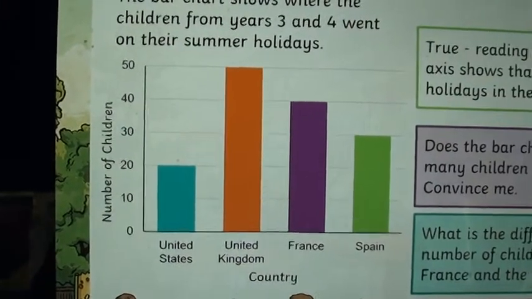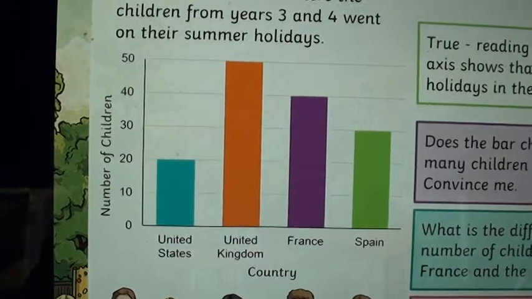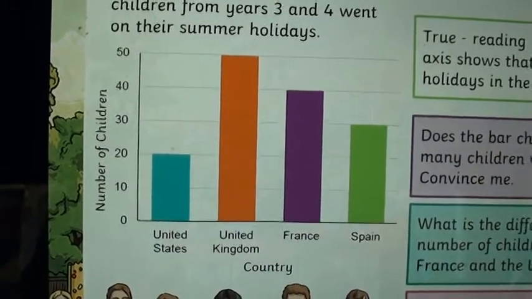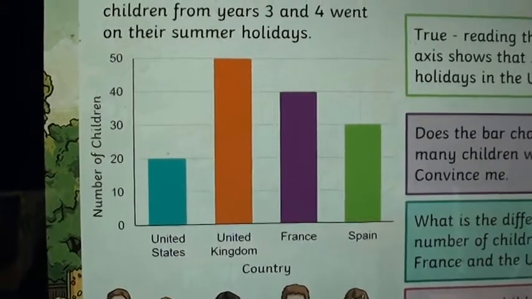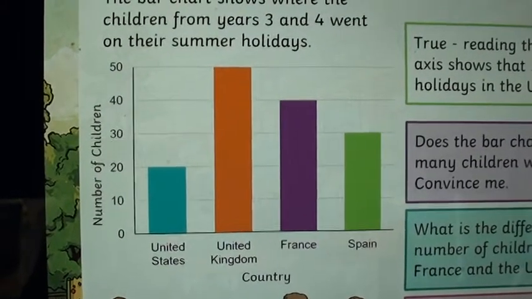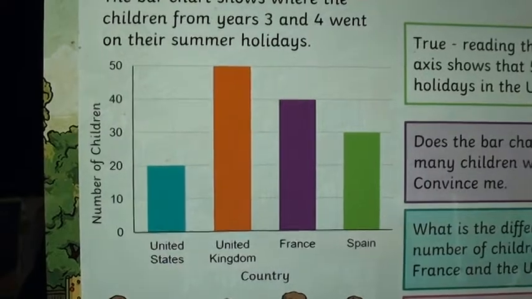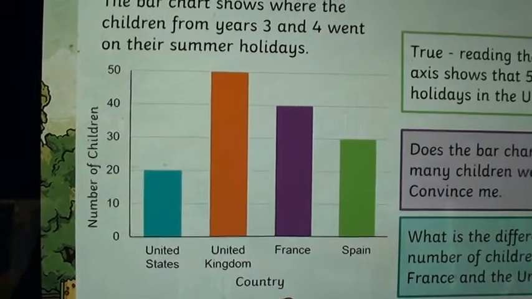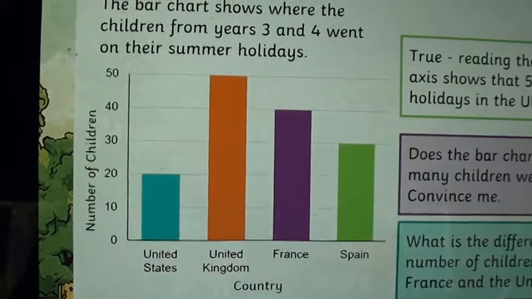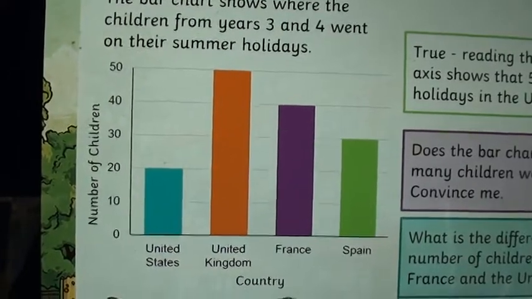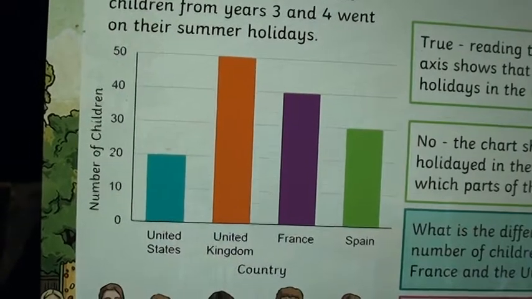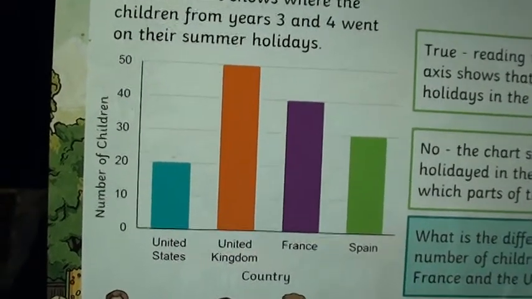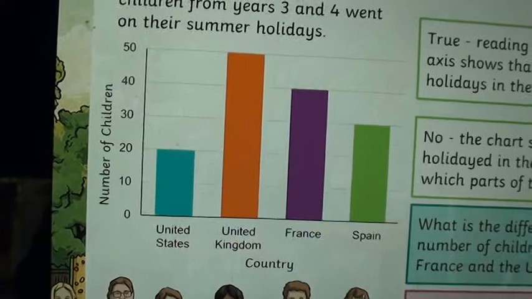It's true. Reading the scale on the axis shows that 50 children had holidays in the UK. Does the bar chart tell us how many children went to Wales? Convince me. Some people would say yes, because Wales is in the UK. But actually there's more countries than just Wales in the UK, so the actual answer is no. The chart doesn't show us who holidayed in the UK. It does show us UK, but not just Wales, for example.